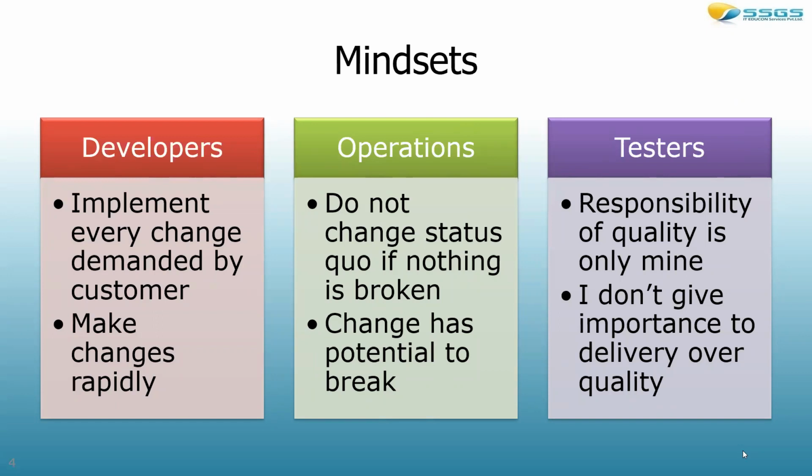They think that the responsibility of quality is only mine. The developers and the operations people don't understand quality, and it's only me who is going to be responsible for quality, which is not true. Of course, it's everybody's responsibility. Quality is not only the testing or quality assurance people's responsibility, but everybody's responsibility. And they don't give importance to delivery over quality. So it's okay, but at least they should also understand the problems and issues which the developers and operations people face.